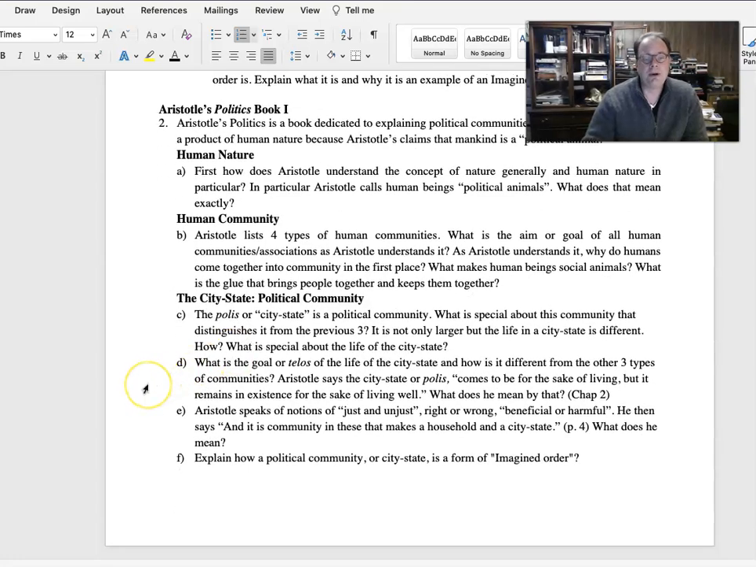And then the last part deals with the city-state, which is a political community, because the city-state is a polis, right? And political comes from the word polis. The polis, or city-state, is a political community. What is special about this community that distinguishes it from the previous 3? It is not only larger, but the life in a city-state is different. How? What is special about the life of the city-state?